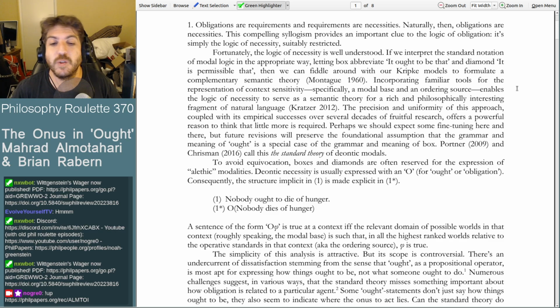Incorporating familiar tools for the representation of context sensitivity, specifically a modal base and an ordering source, enables the logic to serve as a semantic theory for a rich and philosophically interesting fragment of natural languages. Kratzer, 2012. The precision and uniformity of this approach, coupled with its empirical successes over several decades of fruitful research, offers a powerful reason to think that little more is required. Perhaps we should expect some fine-tuning here and there, but future revisions will preserve the foundational assumption that the grammar and meaning of ought is a special case of the grammar and meaning of box.